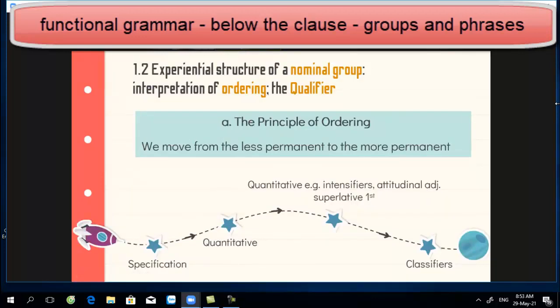Now we are moving to the ordering, the principle of the ordering. We move from the less permanent to the more permanent and follow from the left to the right, from specification, quantitative and the classifiers.